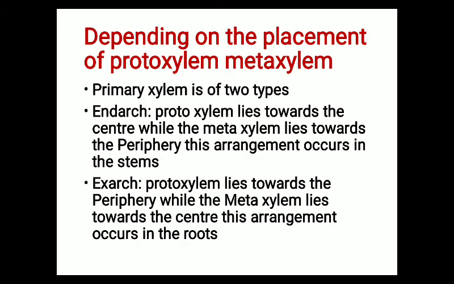Now this primary xylem is further divided into two types, that is endarch and exarch, on the basis of the location of protoxylem and metaxylem. First we will discuss the endarch condition. In the endarch condition, the protoxylem lies towards the center while the metaxylem lies towards the periphery, and this type of arrangement commonly occurs in the stem of dicot plants.